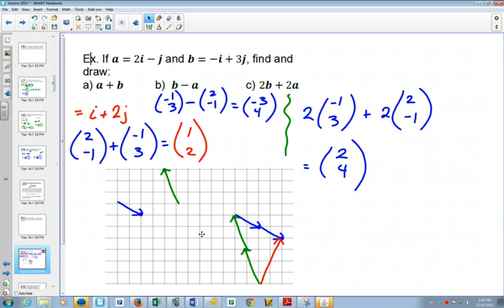Could we have just taken our answer in A and times it by 2? With vectors, is A plus B the same as B plus A?